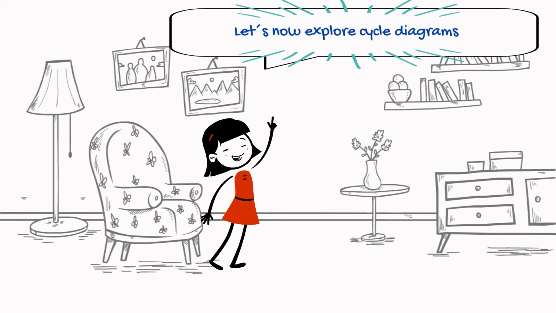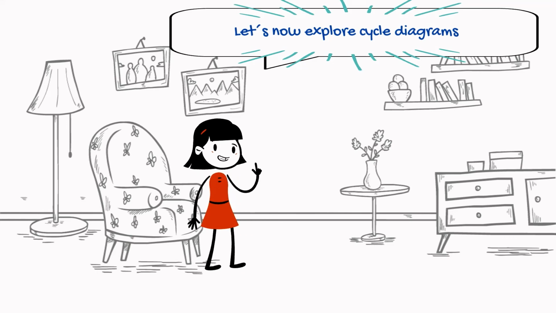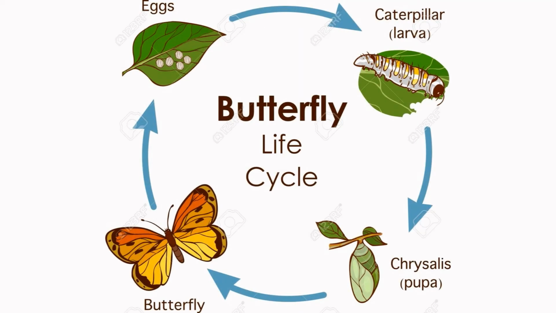Let's now explore cycle diagrams. When something is repeated and repeated and repeated, we use a cycle diagram to explain information. So pay attention to the following cycle diagram. Repeat after me. Butterfly life cycle. The eggs become a larva. The larva becomes a pupa. The pupa becomes a butterfly.